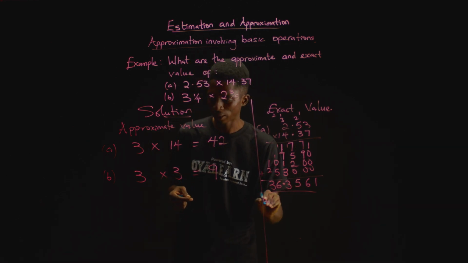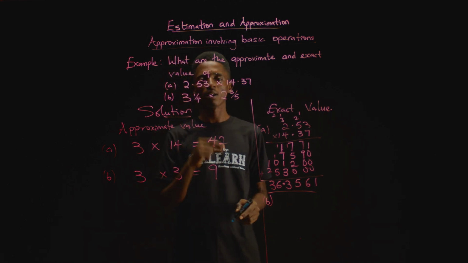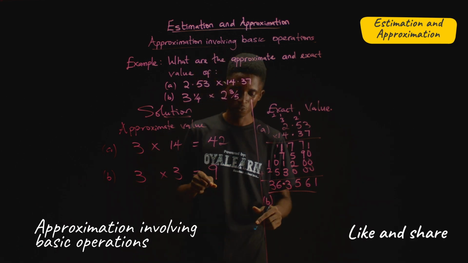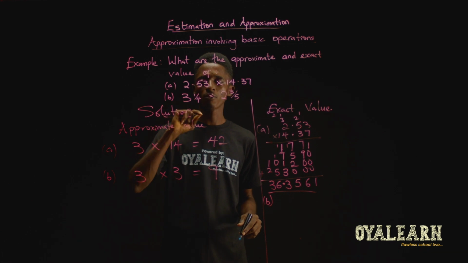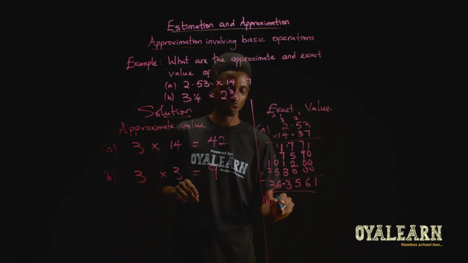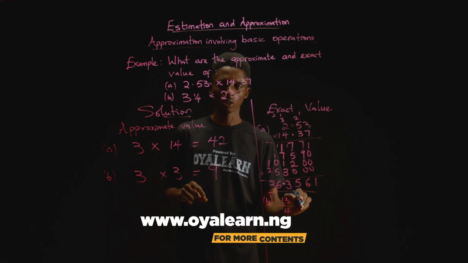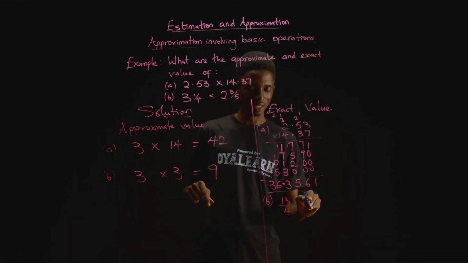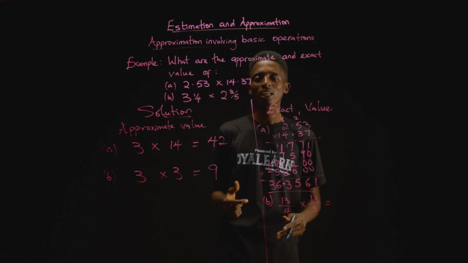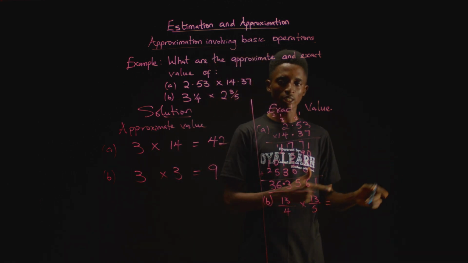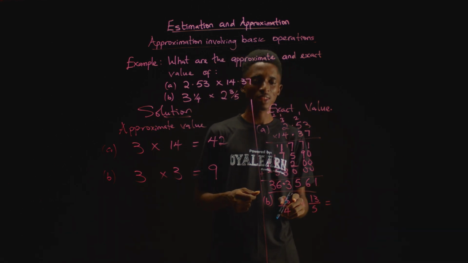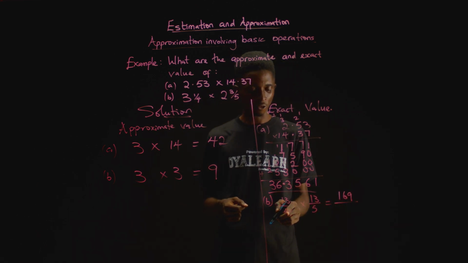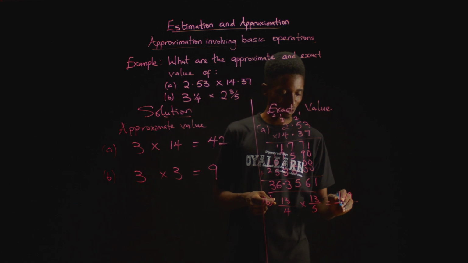Now, for B, we have 3 whole number 1 over 4 multiplied by 2 whole number 3 over 5. So we first convert this into an improper fraction. So we have 4 times 3 to give us 12. 12 plus 1 and we have 13. So 13 over 4 multiplied by 5 times 2 is 10 plus 3 and we have 13. So 13 over 5. Now in multiplication of fractions, we multiply straight, numerator to numerator and denominator to denominator. So we would have 13 multiplied by 13 to give us 169 over. Now 4 times 5 would give us 20.